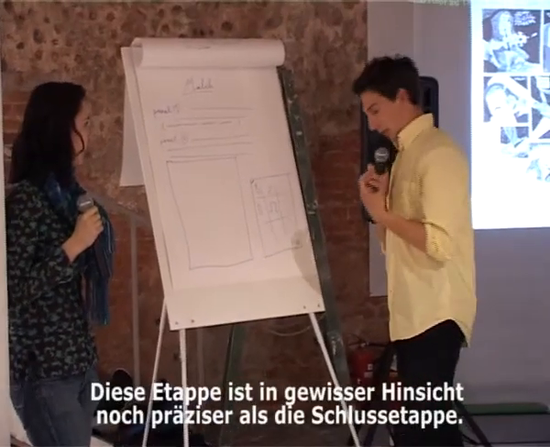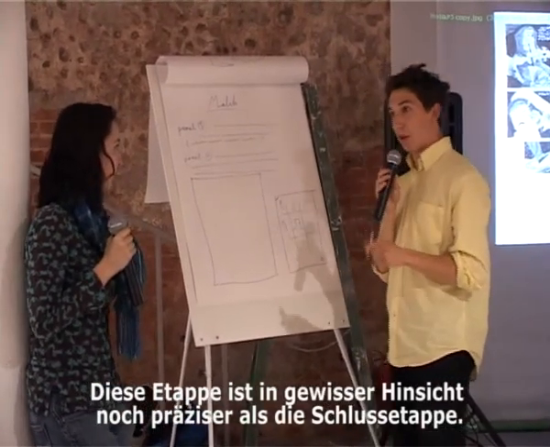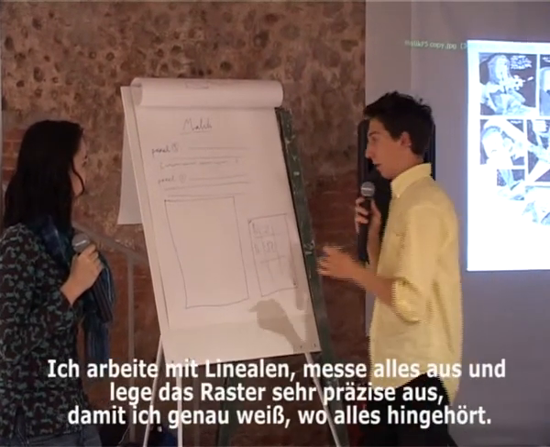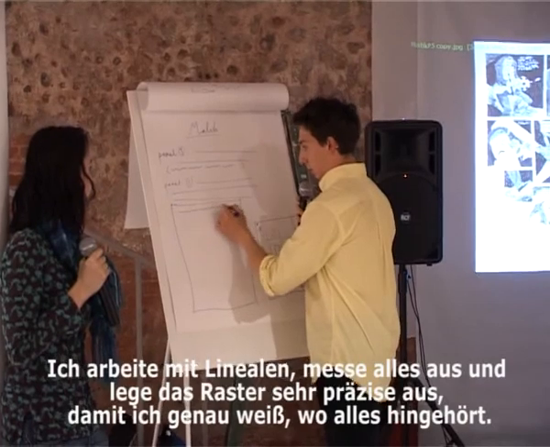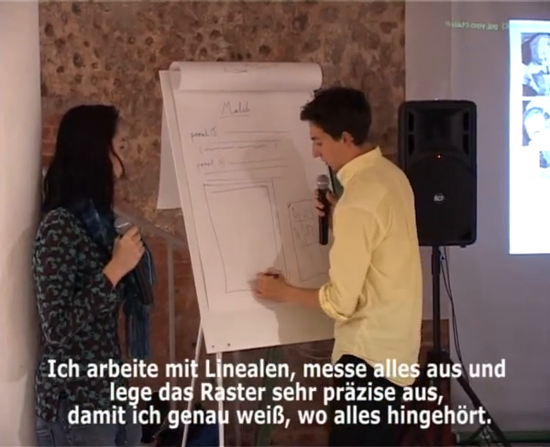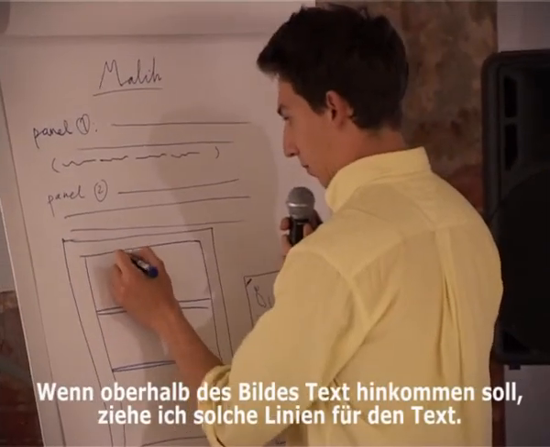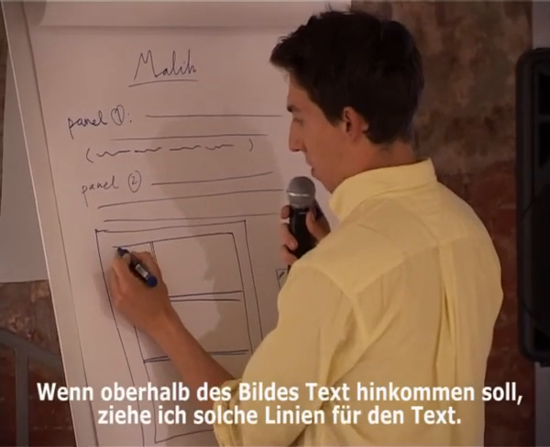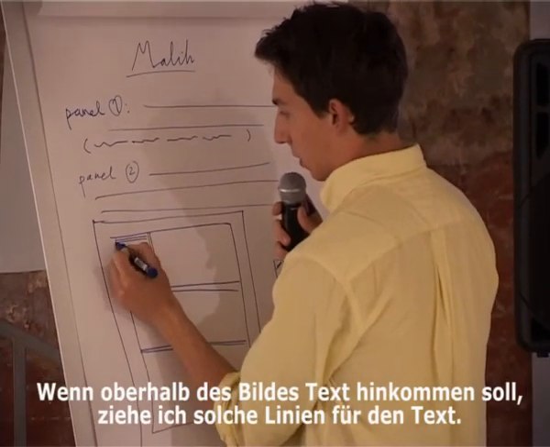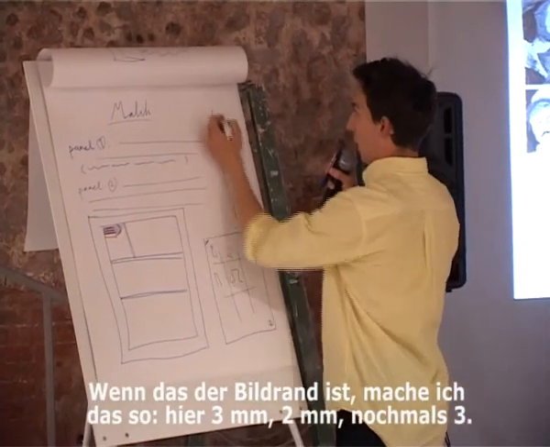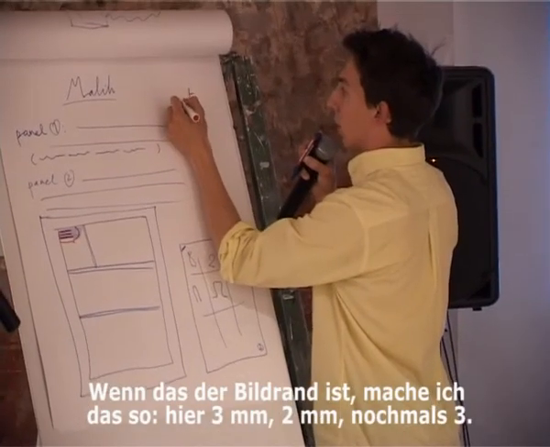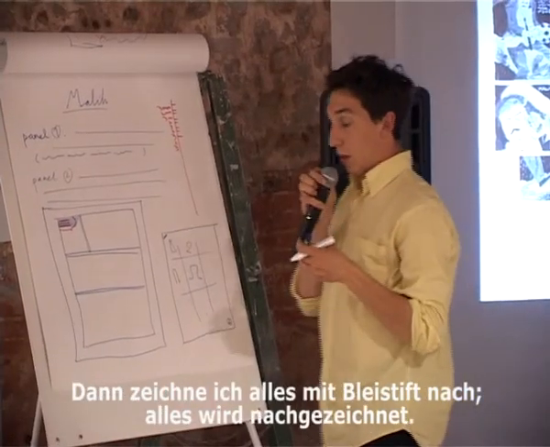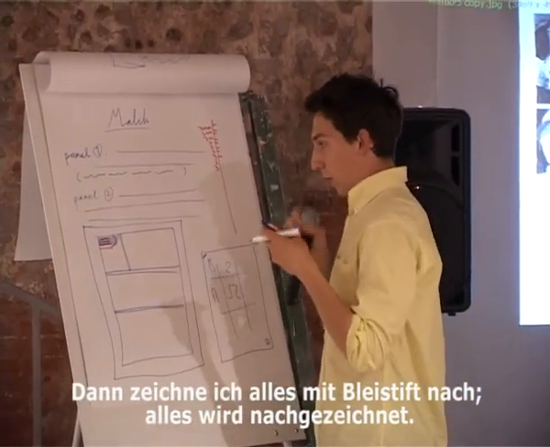And this stage is in some ways more precise than the final stage, because I'll get rulers, measure everything, and lay out the grid in a very precise way, so I know exactly. If I know there's text at the top of the page, I might do my little lines like this with text. Say this is the edge of the panel, I will go, that's 3 millimeters, this is 2 millimeters, and I go 3 again. And then I'll just do penciling, and then everything will get penciled in.